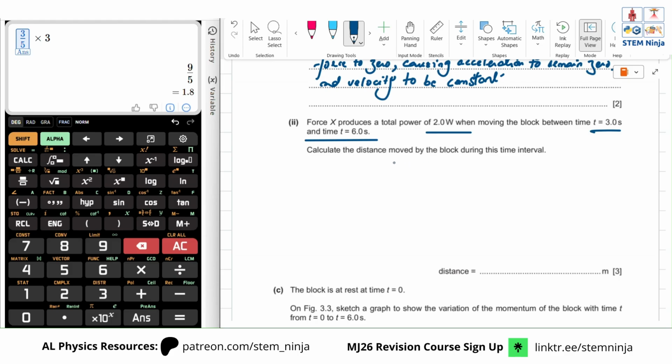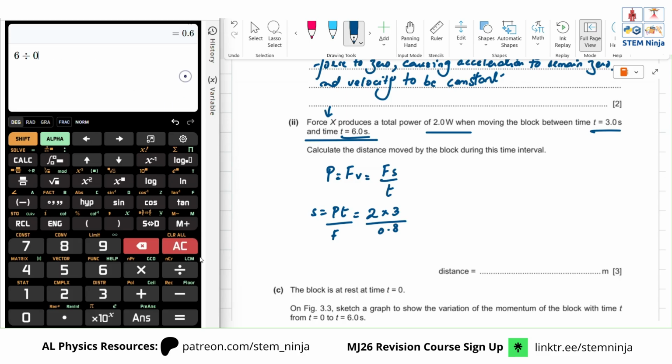Calculate the distance moved by the block during this time interval. Okay, so we know that force X is constant between 3 and 6. There is no net force over here. So the work done by X would be equal to the work done against the 0.8 newton resistive force also. So basically power is equal to Fv, and we need the time, so Fs over t. So S would be Pt over F. P is 2 watt, time is 3 seconds, and F was 0.8. So 6 divided by 0.8.